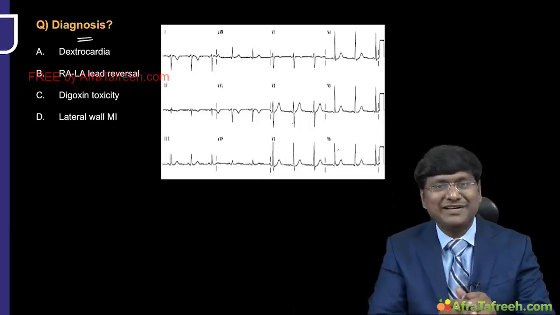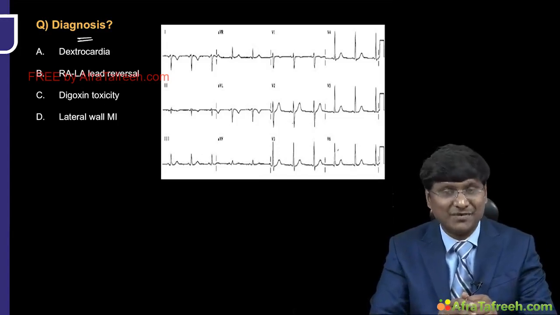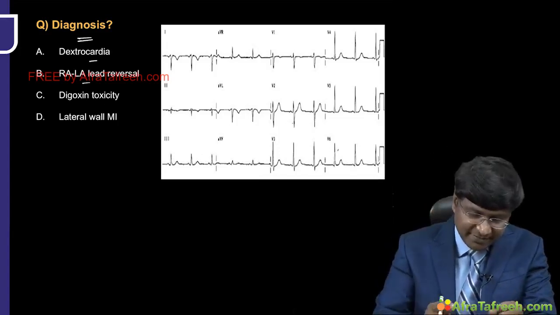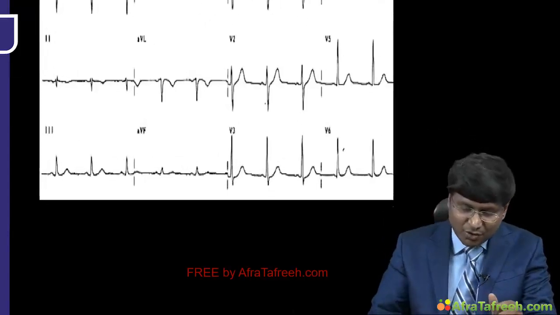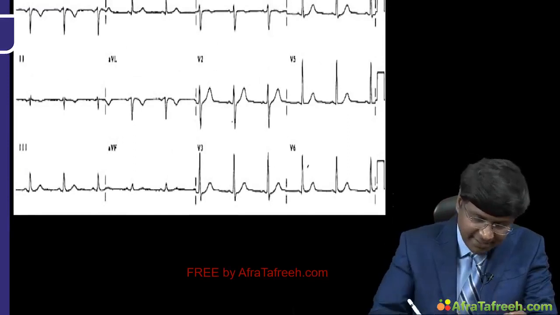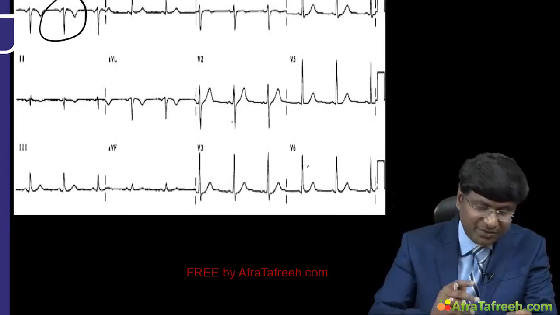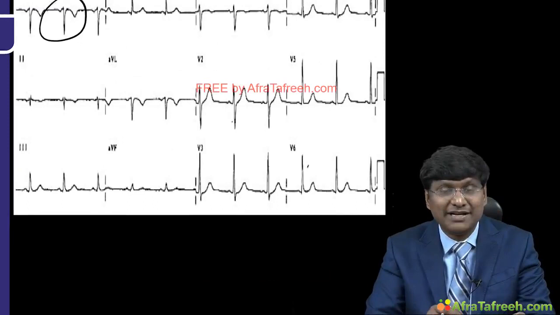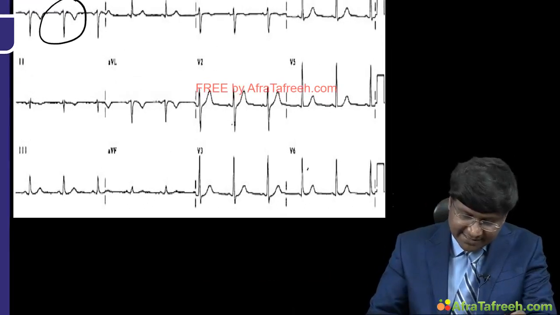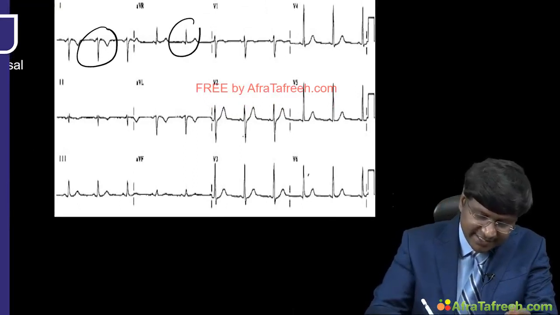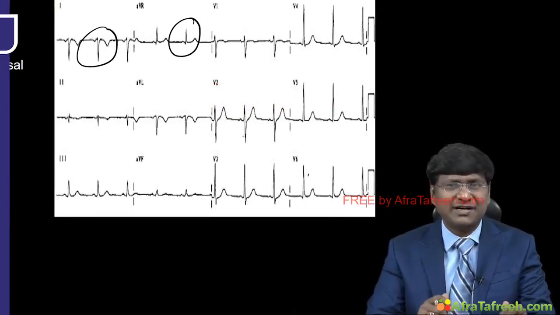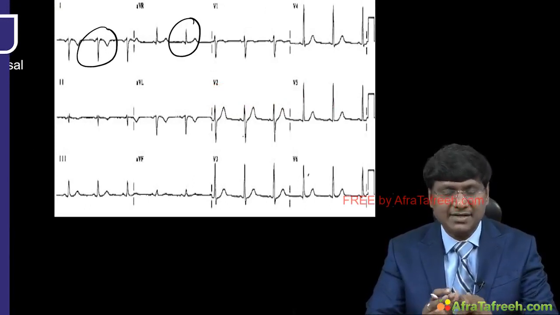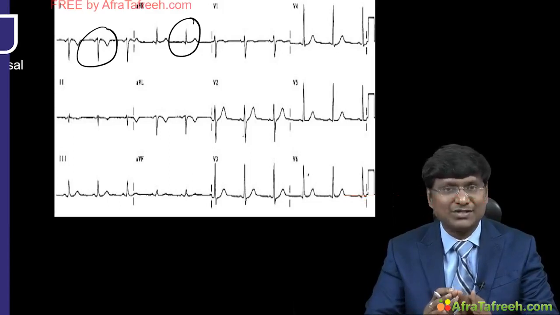So this is the ECG of the individual and tell me what is the diagnosis. The options are dextrocardia, right arm left arm lead reversal, digoxin toxicity, lateral wall MI. Now if you closely observe the ECG changes here, number one, you can make out that there is global negativity in lead 1, which is not seen in a normal individual. And the next important abnormality is that you have a dominant R wave in AVR. Just now we have seen one condition where you have global negativity in lead 1 and dominant R wave in AVR, that is in dextrocardia.